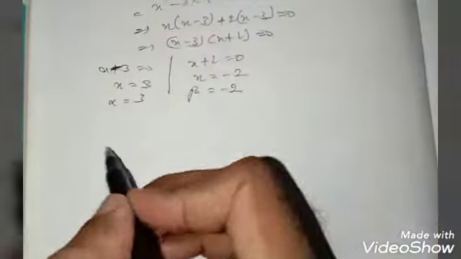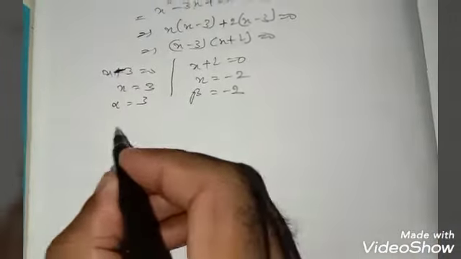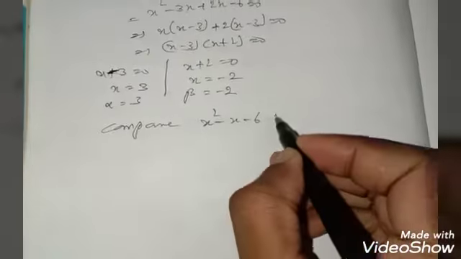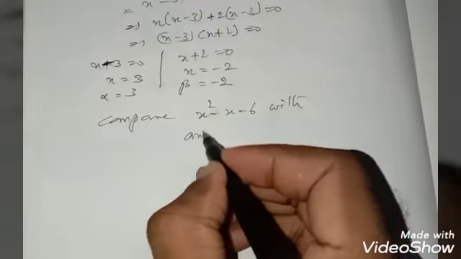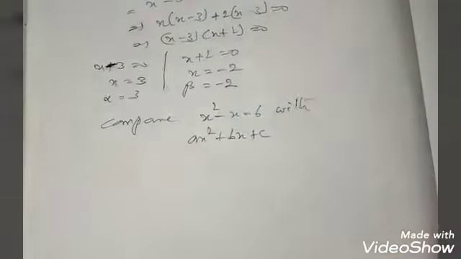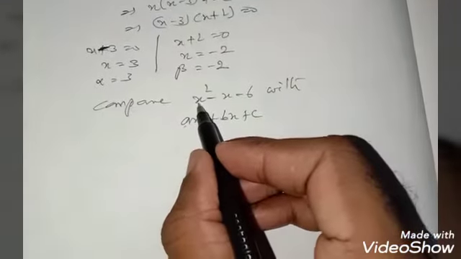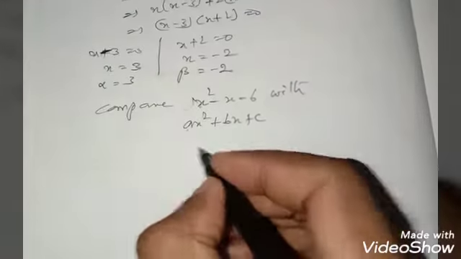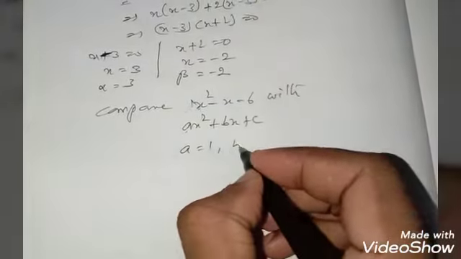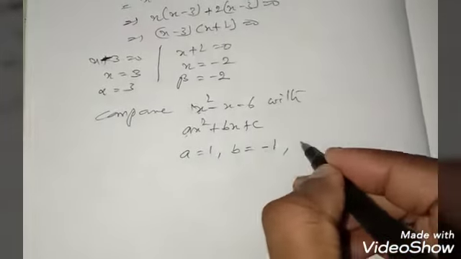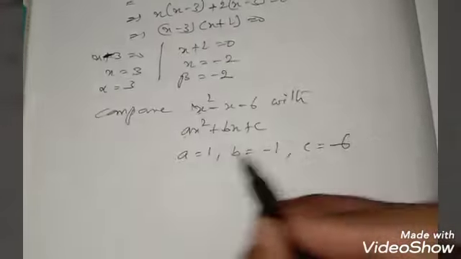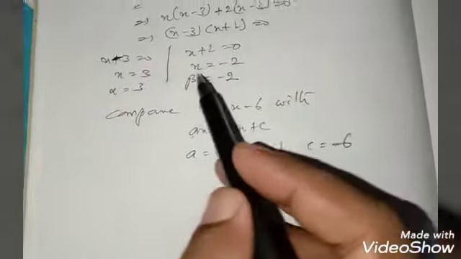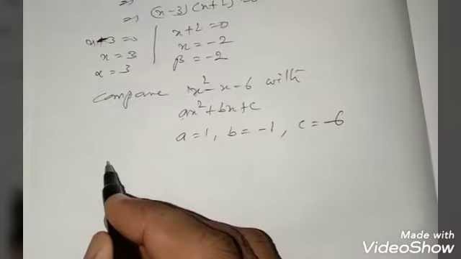Next, after that you need the value of a, b and c. Now you compare x square minus x minus 6 with ax square plus bx plus c, right? Now here, the coefficient of x square is not having any value in your first equation, so I can write this as 1, that is a is equal to 1. For b also, I can represent this as minus 1. c is equal to minus 6. Like this I got the values of a, b, c and I got the roots alpha and beta. So after getting all these values, then show the relation.